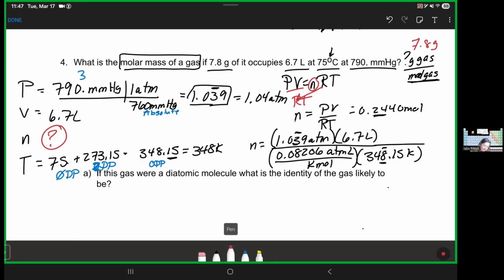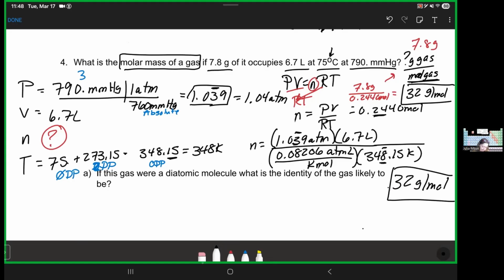Okay, so to calculate our final calculation, our how many grams per mole, we have 7.8 grams of our gas, and we have 0.2440 moles of our gas. So if you do that calculation, you should get 32 grams per mole. Okay, so write that down here, 32 grams per mole. Okay, so now I have an answer to that question.